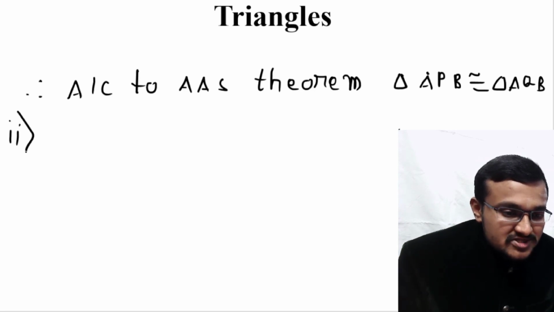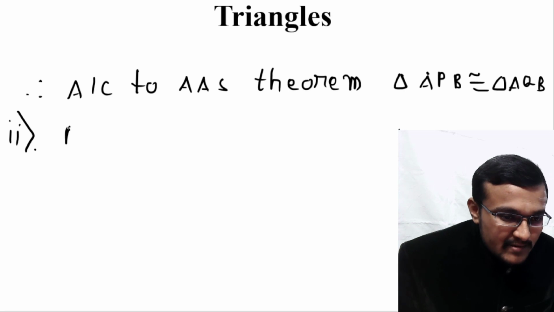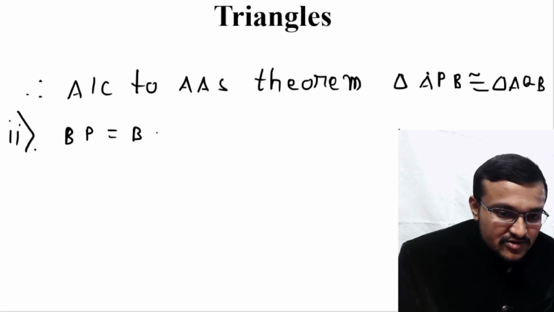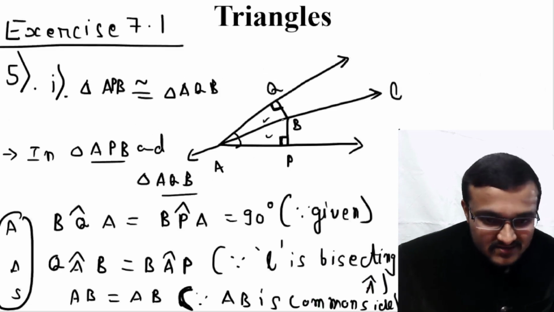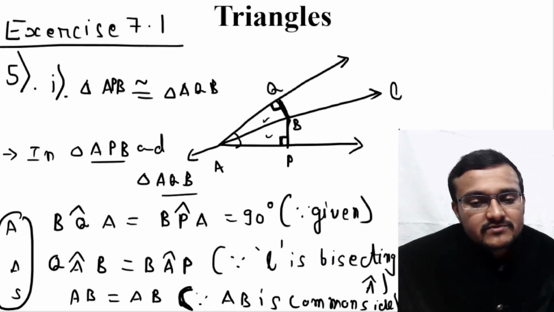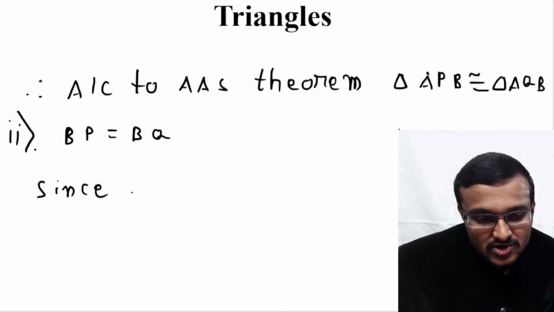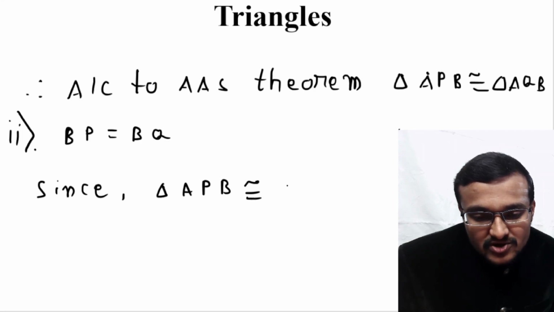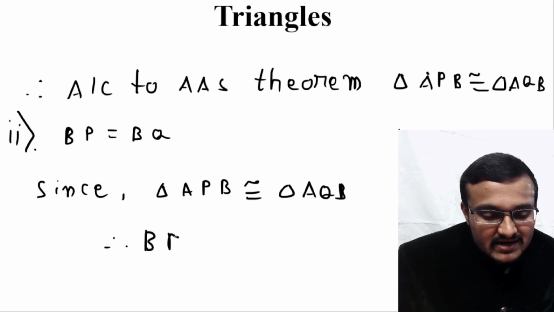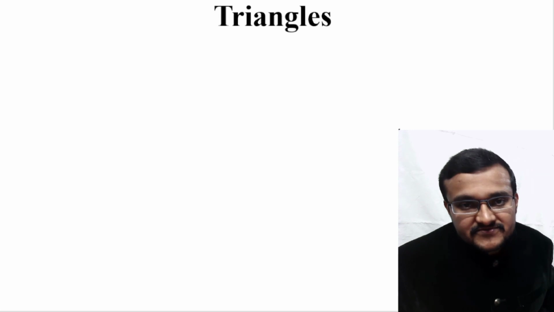Now we will look into the second question in the same fifth question. Here you have to prove BP is equal to BQ. That is, this particular BP is equal to this particular BQ. Since we have already proved these two triangles are congruent with each other, since triangle APB is congruent with triangle AQB, therefore straight away you can write BP is equal to BQ. So this is the solution for the fifth question.